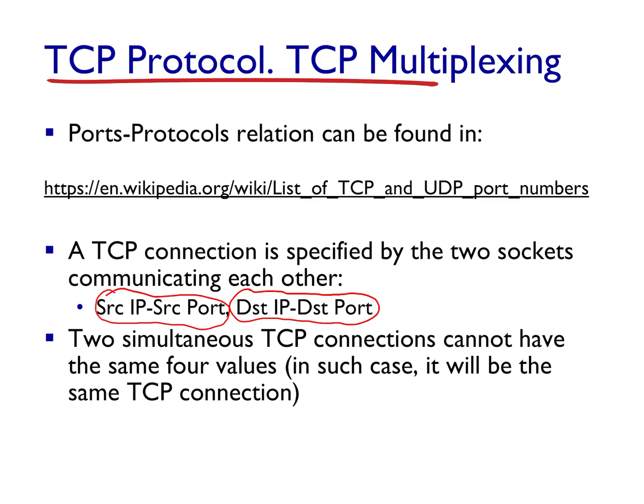If we think of 2 TCP connections, at least one of the 4 values must be different, because if all the 4 values for 2 TCP connections are the same, we are just talking about one TCP connection.